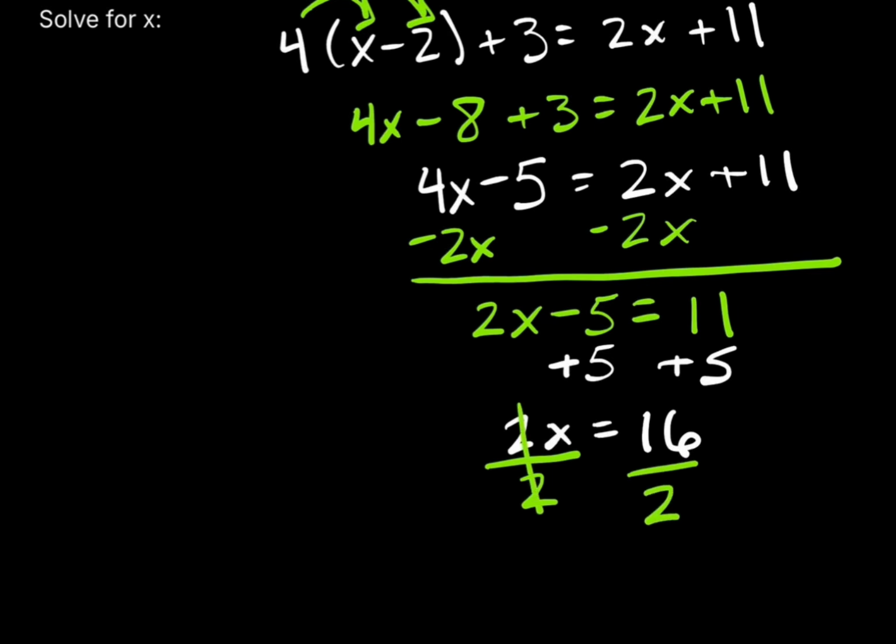So 2 divided by 2 equals 1. So we say that cancels out, just leaving us with 1x. And then we have 16 divided by 2 equals 8. So therefore, now I know that x equals 8.